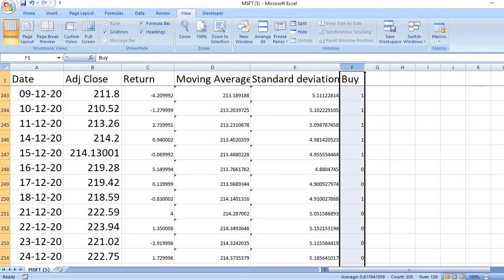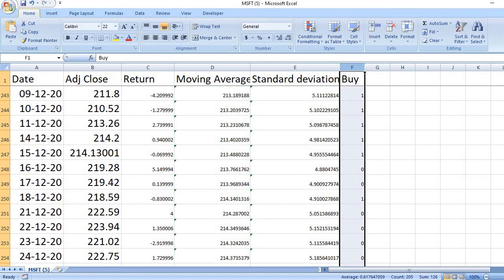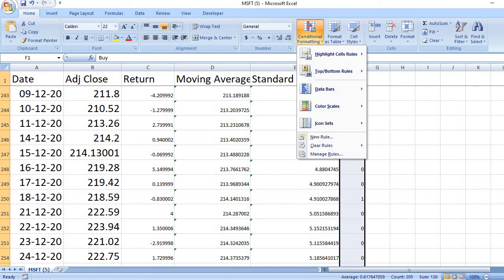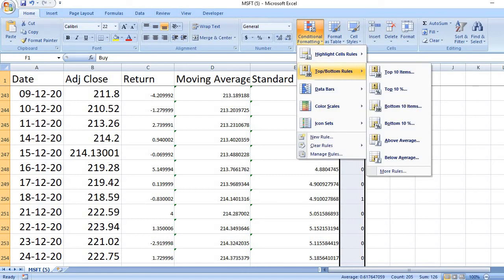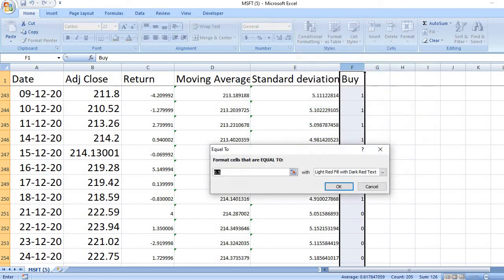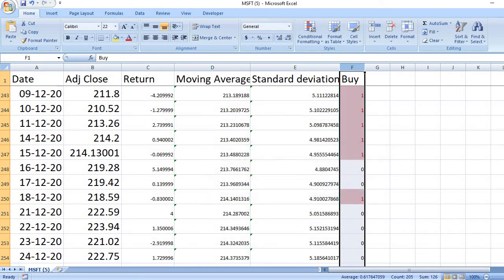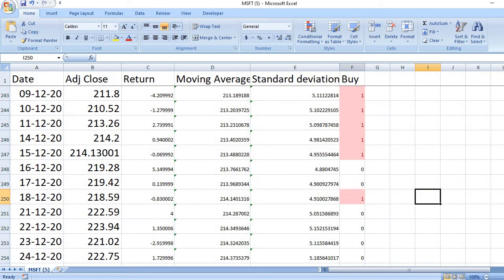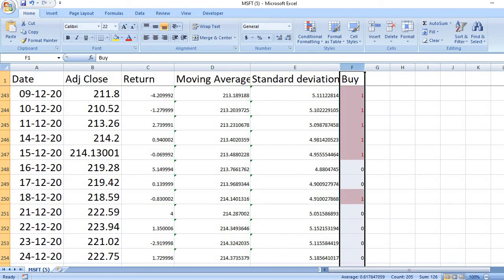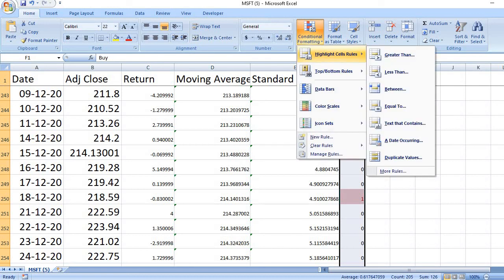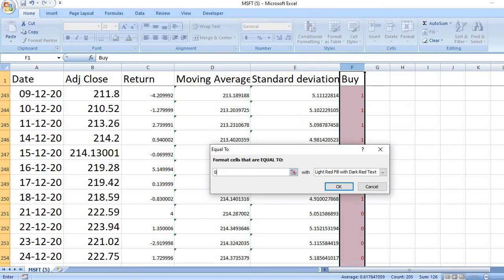Let's format this cell also. For purchasing, we are going to denote it with red color, and for selling we are going to denote it with green color.